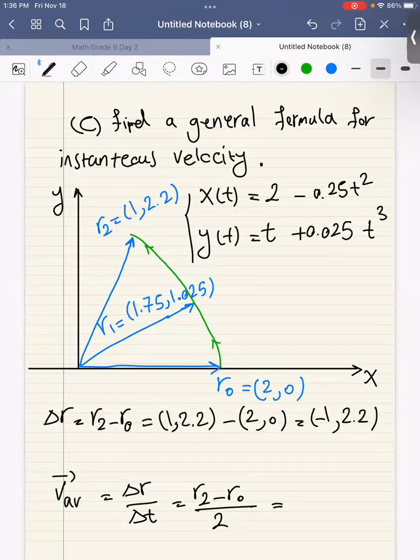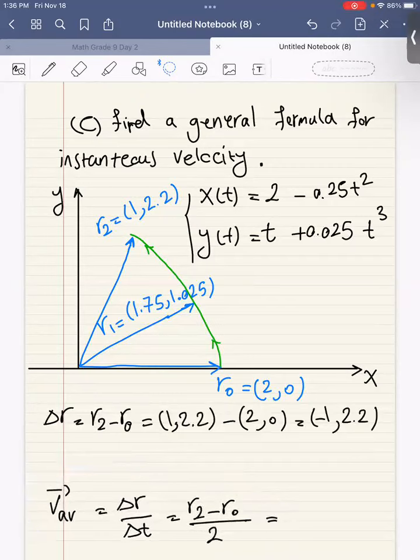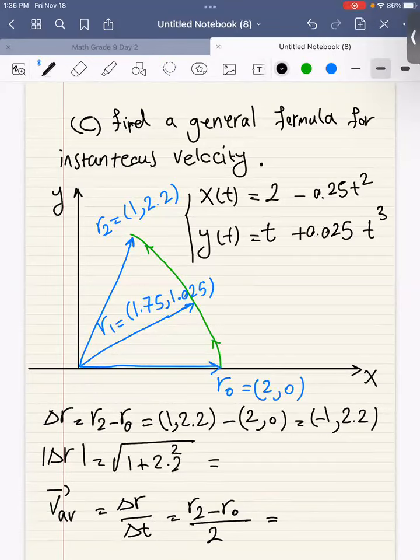Now, what is the displacement? So this is the displacement. If they want you to find the length of the displacement, that is the magnitude. So what would be the magnitude of the displacement? The magnitude of delta R is exactly root of 1 plus 2.2 squared. You can compute this with a calculator.